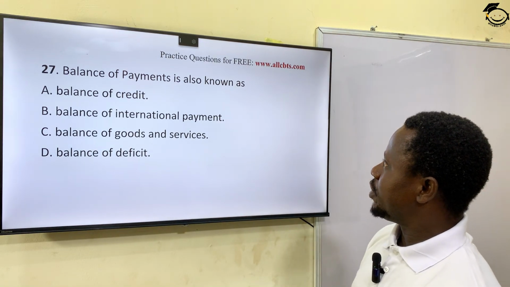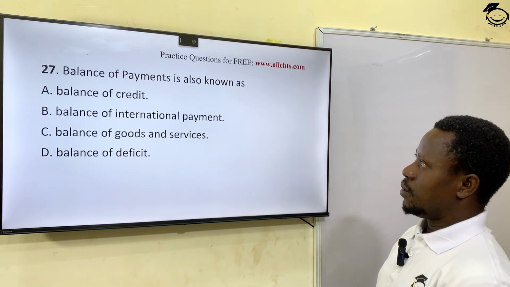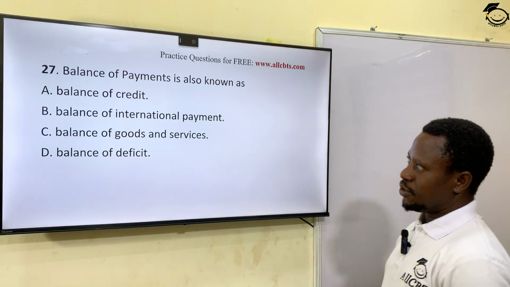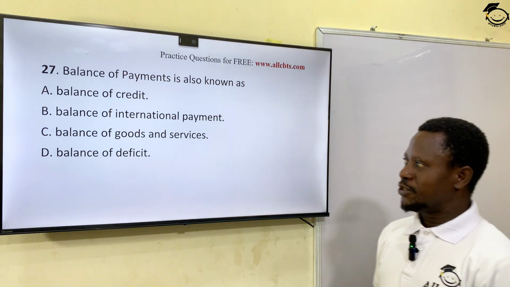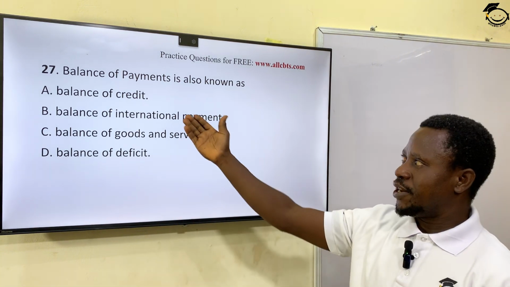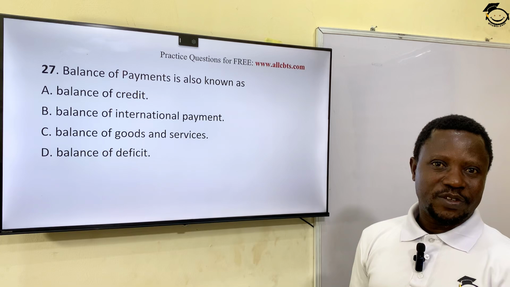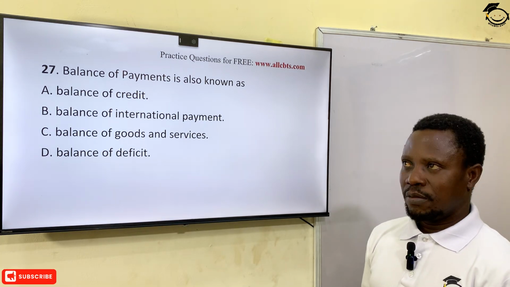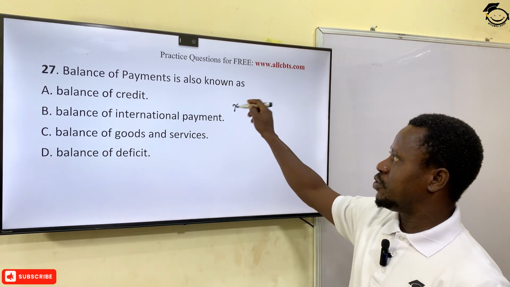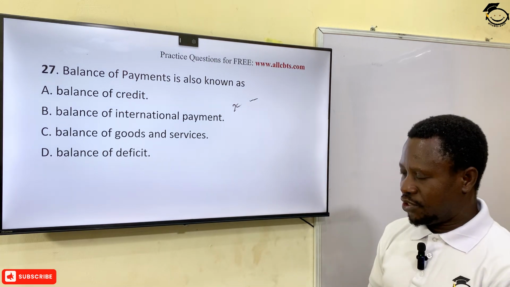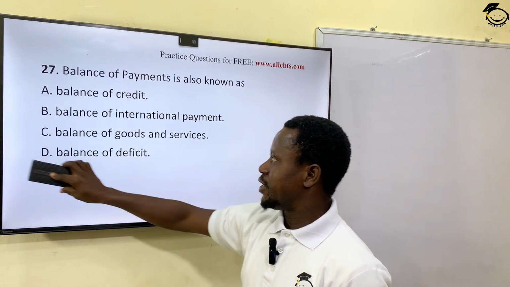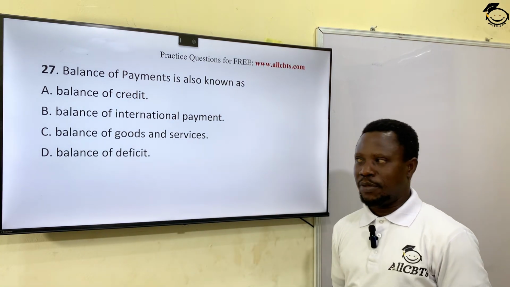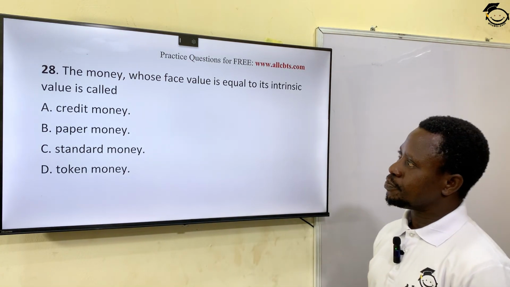The balance of payment is also known as: A, balance of credit; B, balance of international payment; C, balance of goods and services; D, balance of deficit. The correct answer is direct and simple: balance of international payment. Because balance of payment is talking about the difference between export and import, which is international trade. Difference between what you can buy and what you can sell. Balance of international payment, option B.